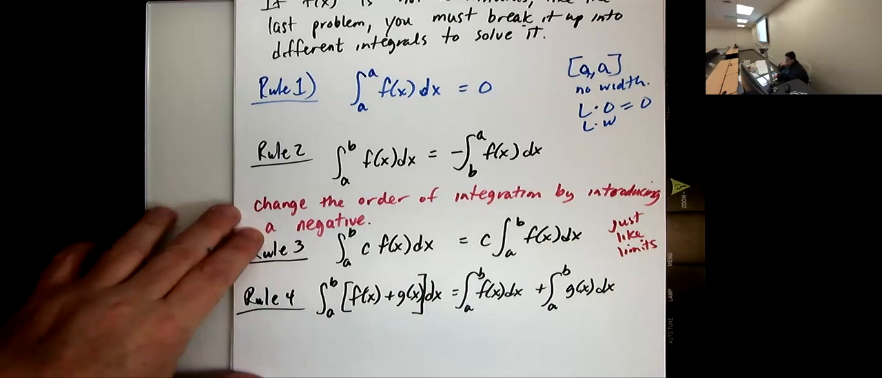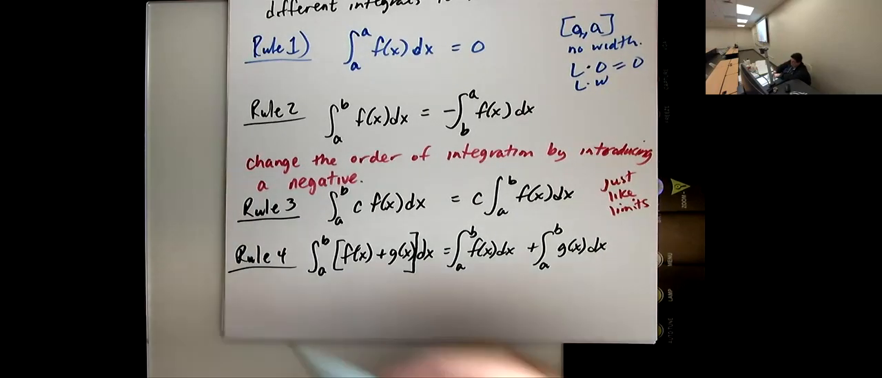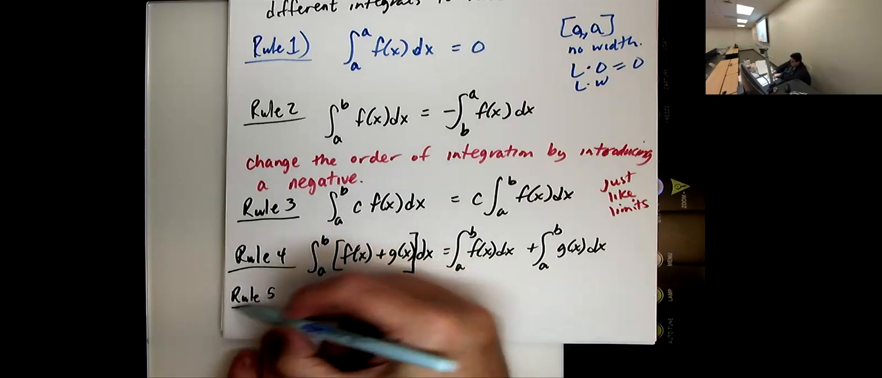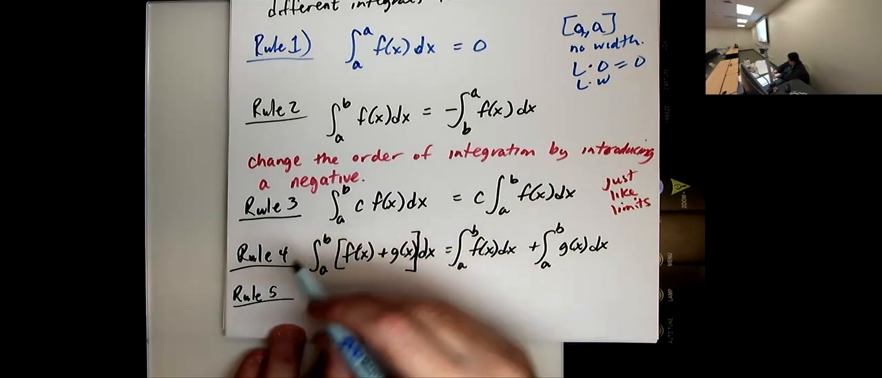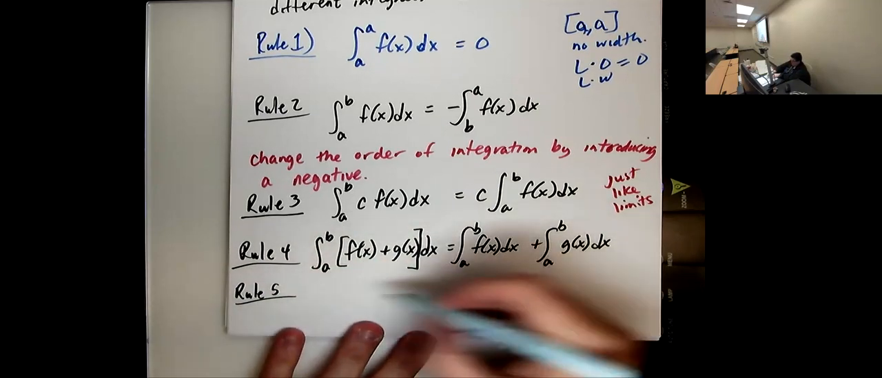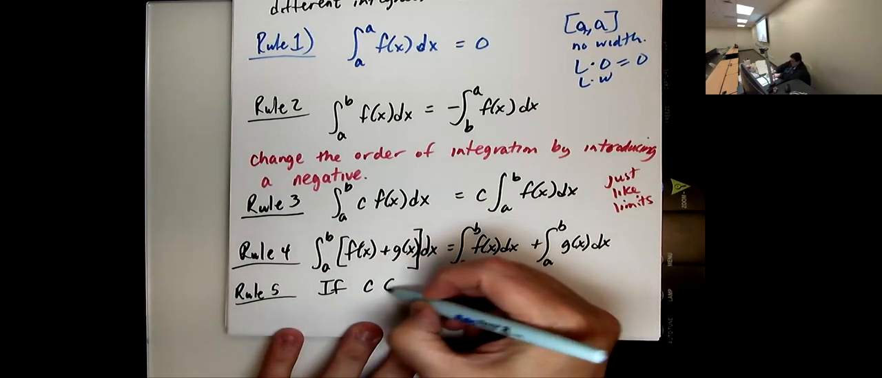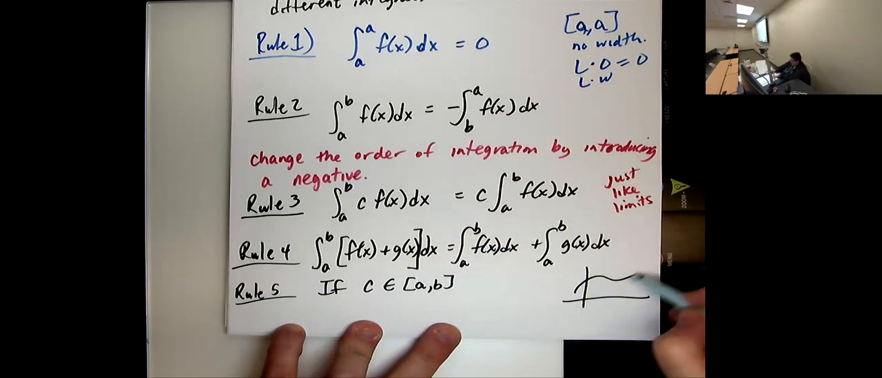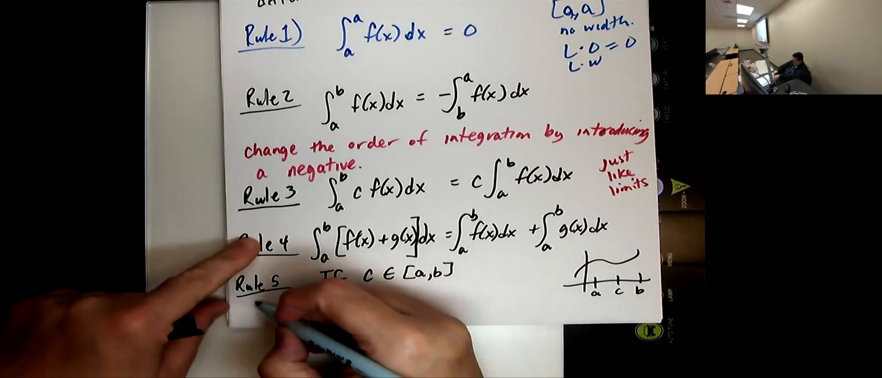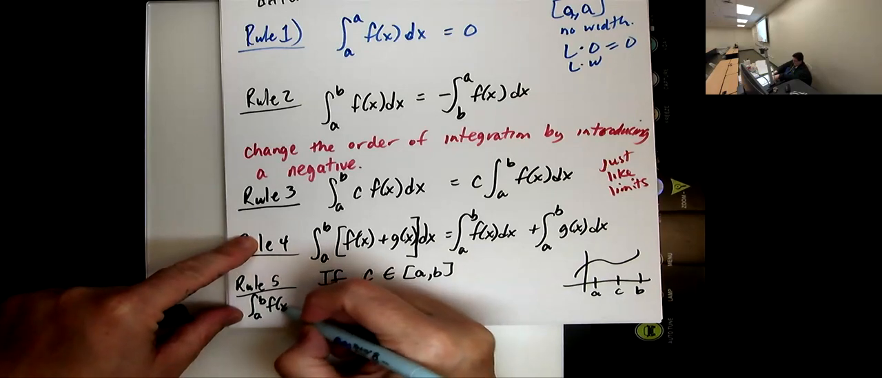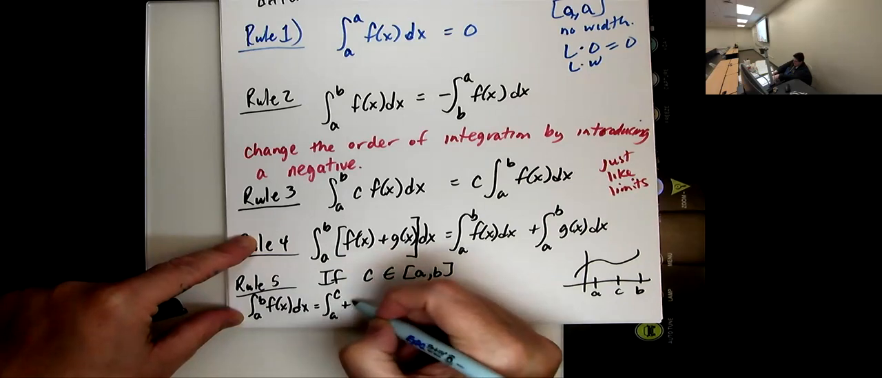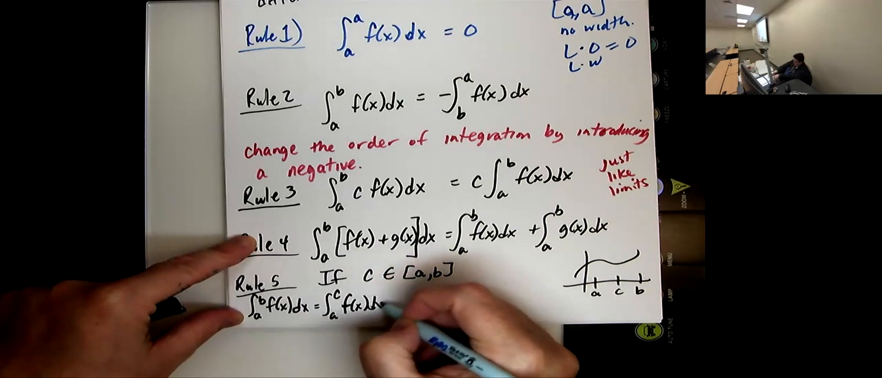We actually should have said one more, but I didn't make it an official rule. If C is in AB, kind of like we have A, C, B like that, then the integral from A to B of f of x dx can be broken up into two integrals, A to C plus C to B.